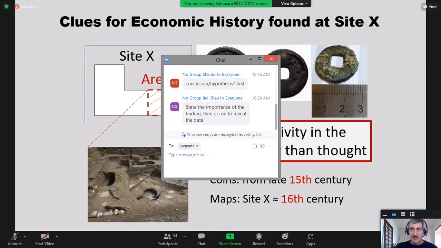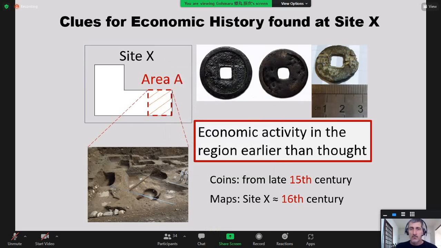So far, I have one answer. State the importance of the finding, and then go on to reveal the data. And this is absolutely a part of it, right? We state how important the finding is, but we don't tell exactly what the finding is, right? We say that we found something. We say that it is important.